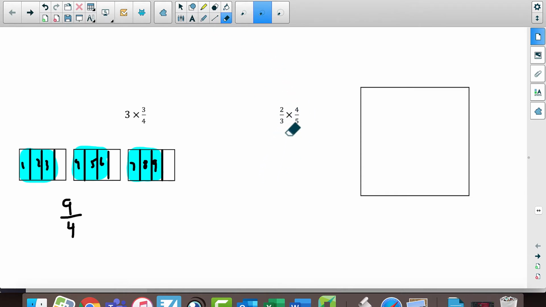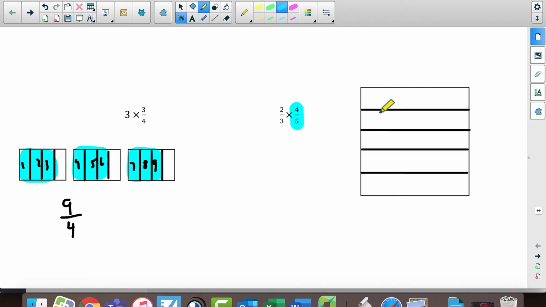So here's what we do. To represent this, I'm going to start by representing 4/5. So again, I've separated this into fifths, and I want 4 of them. So I will shade in 4/5. Okay, so there's 4/5.